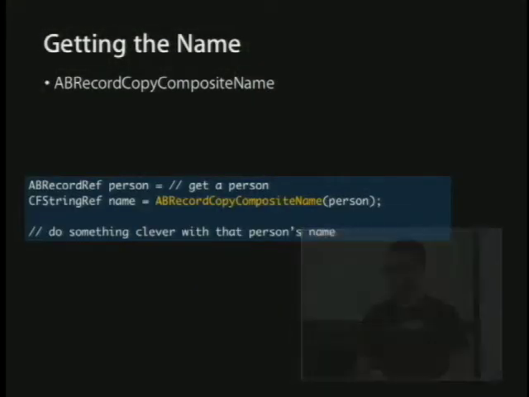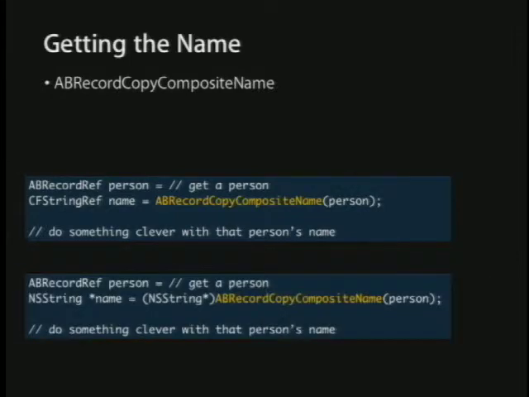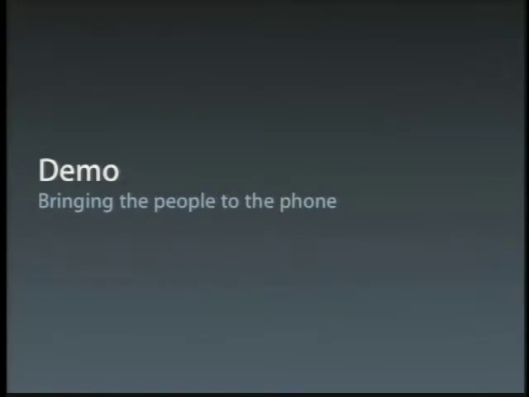Good. All right. So again, getting the name, as I explained, we actually have a function for that, ABRecordCopyCompositeName, and it looks like this. You get a CFString out of it. And again, if you don't like C, you can just do exactly the same thing and cast it to an Objective-C type and then a string. And then you do something with the name, like display it. And we're actually going to take a look at that.